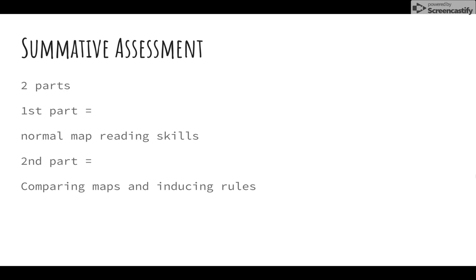And then the second part will be comparing maps of different map types of one location, a new location they haven't seen before, and then inducing some rules. So going through, say, okay, is this how this is affecting that, etc. To see whether they have internalized that and they can do that for new locations.